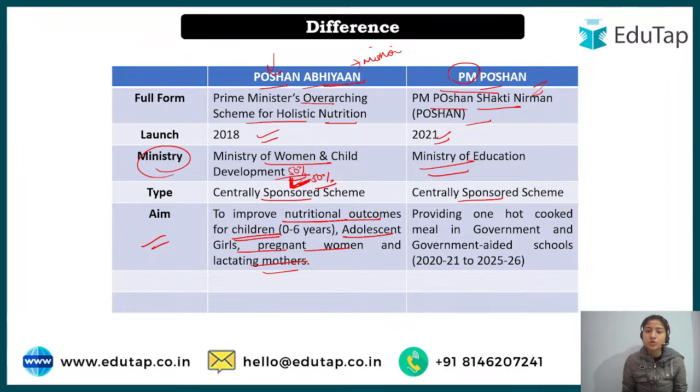While in case of PM Poshan, that is by the Ministry of Education, the aim is to provide one hot cooked meal in government and government-aided schools from 2021 to 25-26. Okay, so that is the clear-cut comparison.